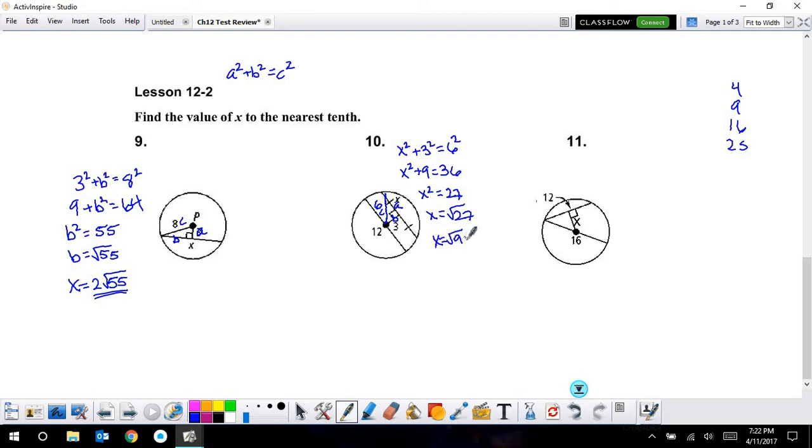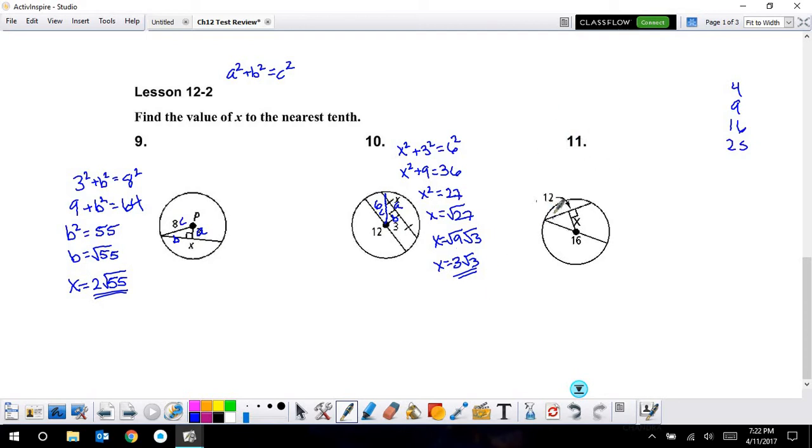And when you divide 27 by 9, you're left with 3. So your x is 3 root 3. If I asked for the whole chord length, you'd have to do, like for number 9, you'd have to double it. Okay. For CB folks, the square root of 27 is 5 point something. I can't remember it off the top of my head, but it's in the 5s. You can also break it down for me, either way.